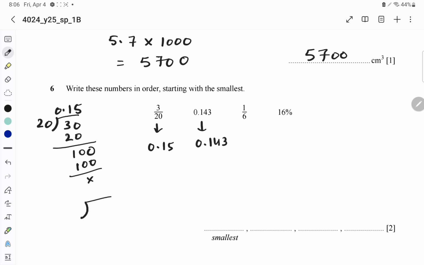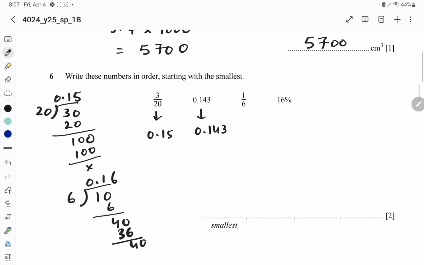1 upon 6, we already know that it's a recurring decimal. But I'm showing you that: 0 point, and that will become 10, and 1 times 6, and then 4 is remaining, and then 6 times 6 is 36, and again 4 is remaining. So then again you can see that it is becoming a recurring decimal again and again. 4 will be left, so 0.16666. All right, and 16% means 16 over 100, and 16 over 100 means 0.16.